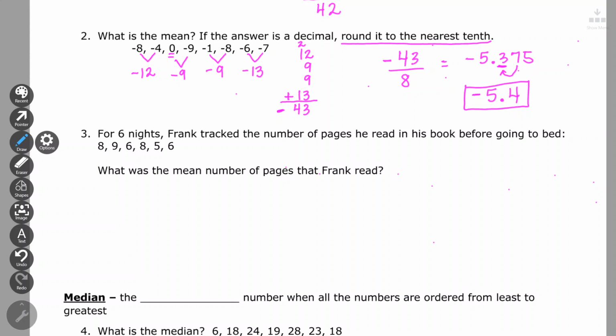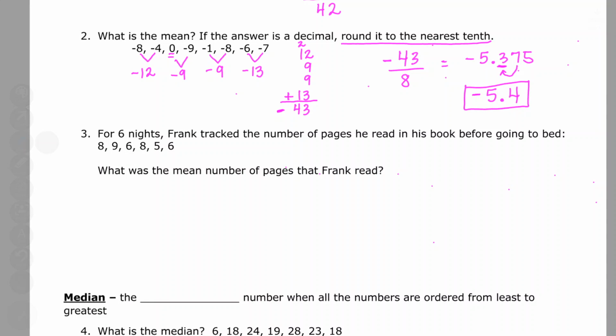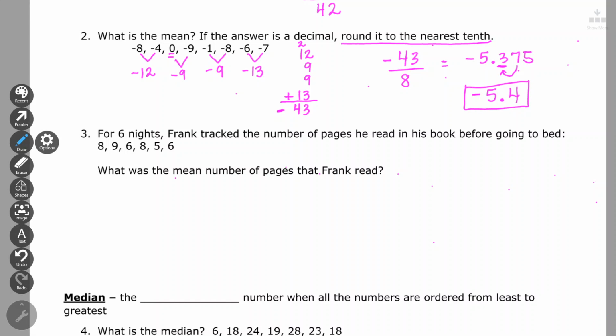Number 3. For 6 nights, Frank tracked the number of pages he read in his book before going to bed: 8, 9, 6, 8, 5, 6. What is the mean? Remember, the mean means the average. That means we have to add the numbers up and divide by the numbers in the data set. So what was the mean number of pages that Frank read?